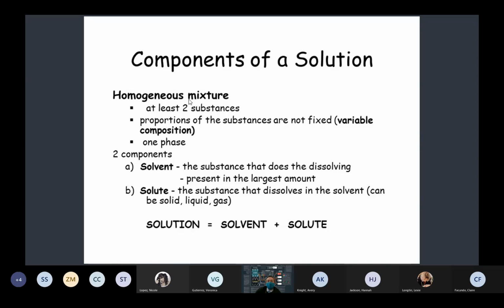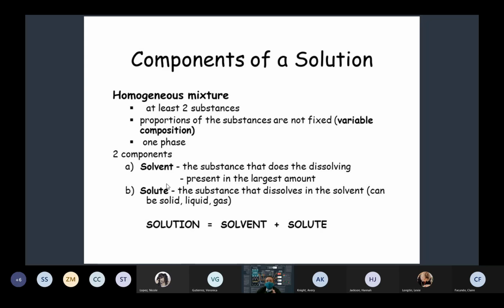So we're talking about solutions, and solutions require a couple of things. One, that we have a homogeneous mixture of at least two substances. Homogeneous, again, means that it's evenly mixed. And the proportions of the substance are not fixed, which means we can have more or less proportions of solvent to solute. You can have salt water with a lot of salt or salt water with just a little bit of salt. It's still a solution. And it's also only going to be in one phase, one state of matter.